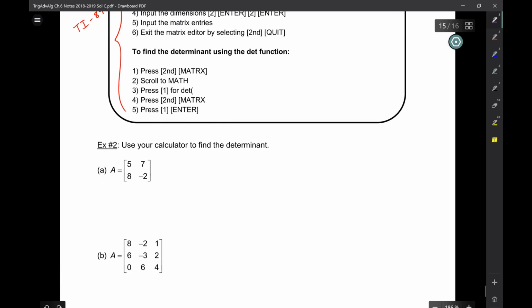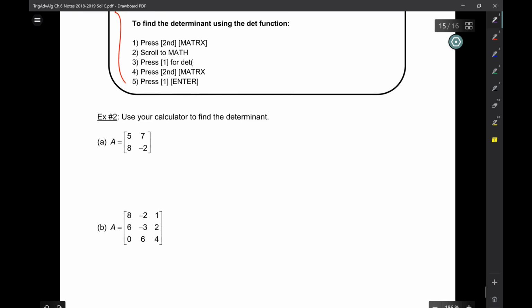Before we go into the calculator, let's do this determinant manually, right? How did we find the determinant of A?